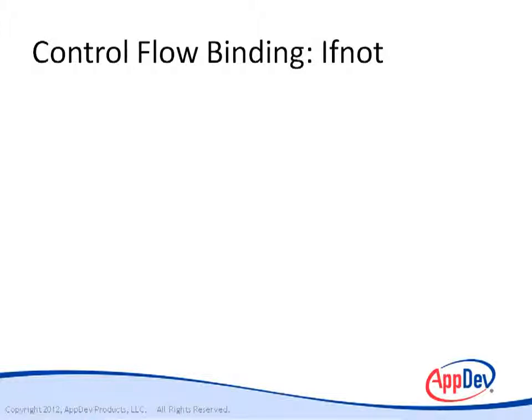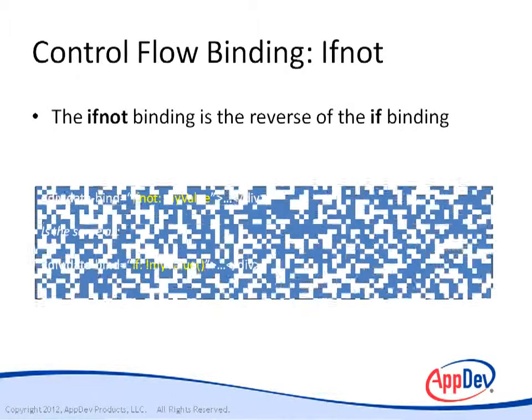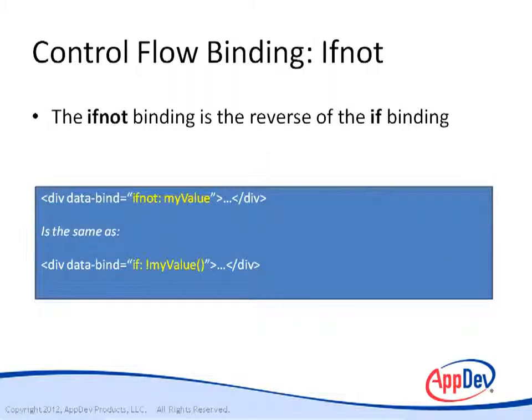The next control flow binding that we're going to look at is the ifnot binding. The ifnot binding is basically the reverse of the if binding. Here's an example. We have a div here that's data-bound with the ifnot binding to an observable called myValue. And it's basically the equivalent of data-bind if binding does not equal myValue. So let's look at the code in Visual Studio and see how this is accomplished.